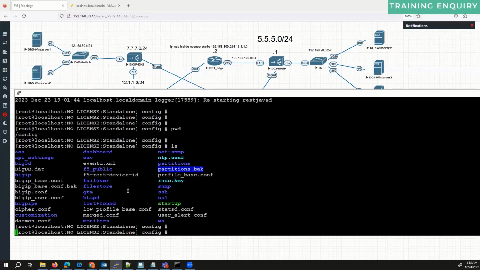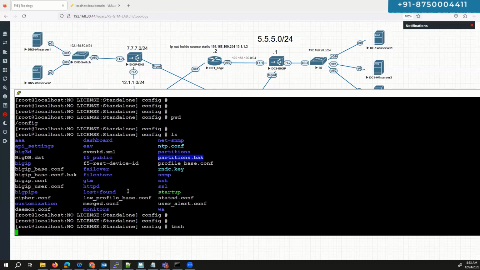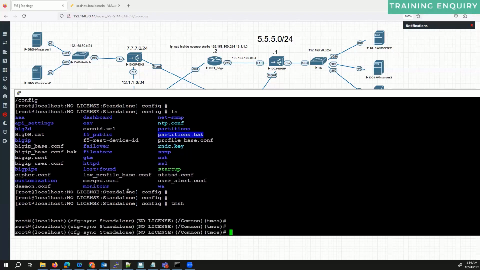Now, from bash mode, you will have to move into the tmos mode. And to move into tmos mode, the command is tmsh. Once you put this command tmsh, now you are inside the tmos mode. So here, the command syntax will be different, although it's a CLI again, right?